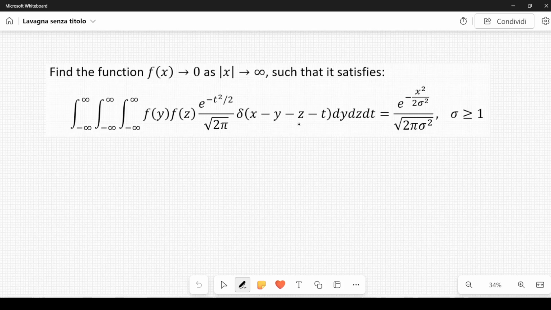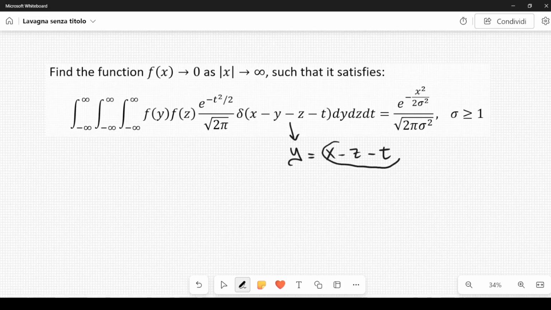The first thing that we can do to simplify the integral on the left is to integrate out this Dirac delta by using its properties. In particular, we can integrate over y, for example. And as usual, when we have a function that multiplies a Dirac delta, so this is the function that depends on t, y, and z, we can evaluate the function at the peak of the Dirac delta. So if we integrate over y, there is a peak at y equal to x minus z minus t. So this is where the Dirac delta is located in y.